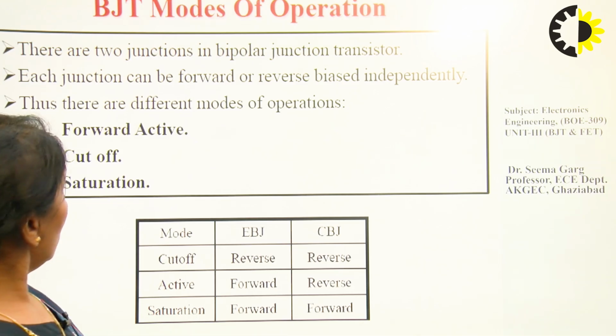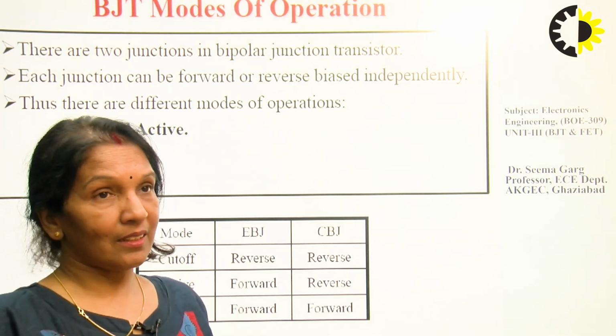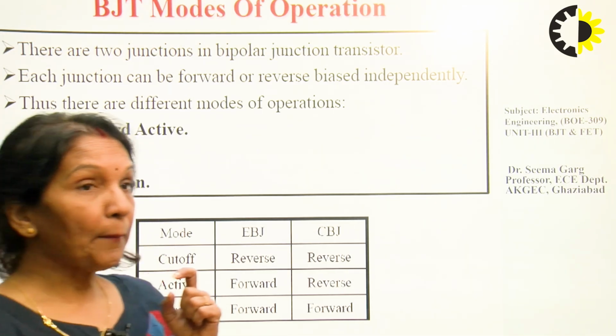So there are two junctions present in the transistor. Why do we call it a bipolar device?